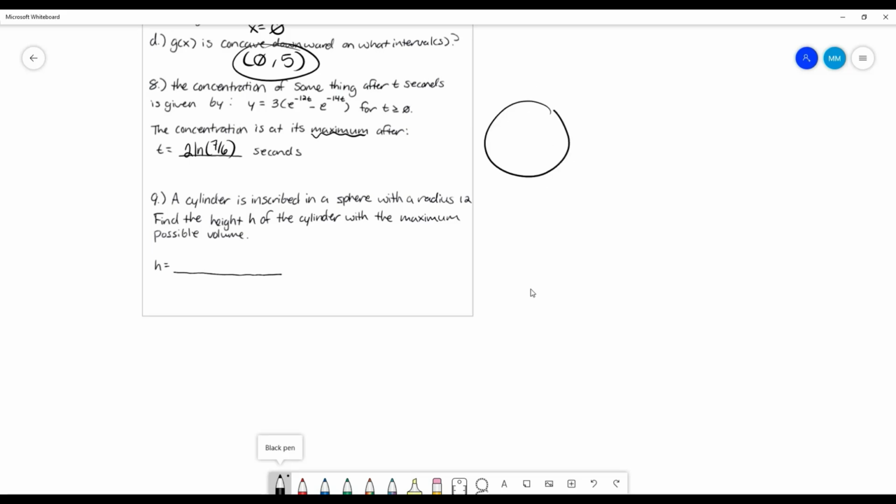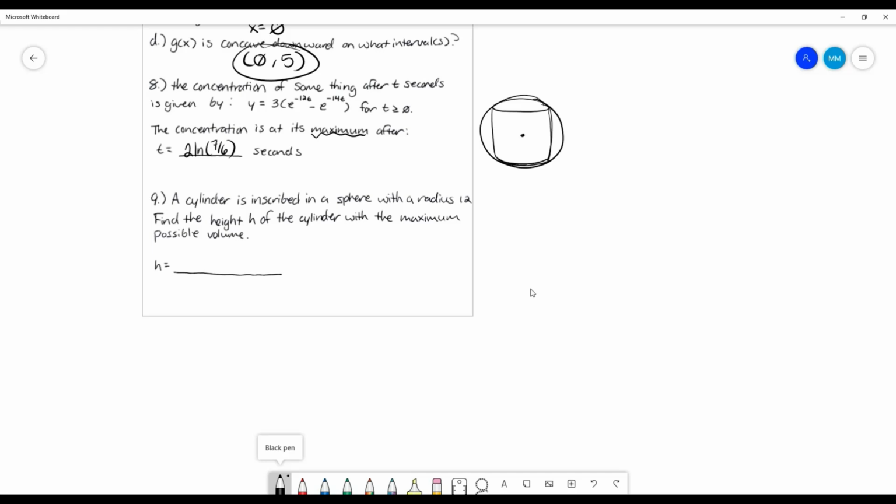Okay, so we've got a sphere. Wow, that's ugly circles. Okay. Then we've got some cylinder inscribed in it. Okay, and obviously it's inscribed, so these points are going to be along the edge.